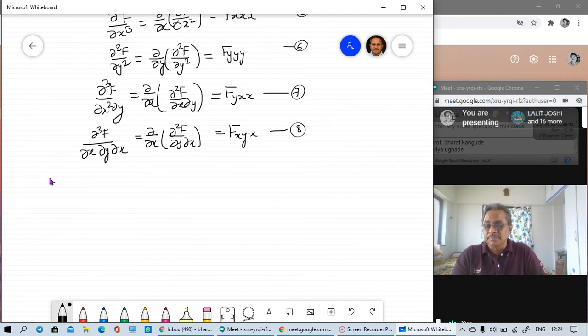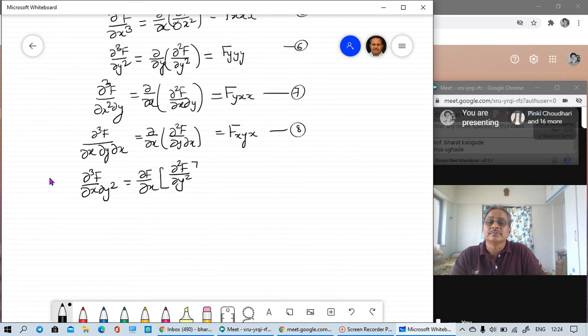Another simple one. Next one is ∂³f divided by ∂x ∂y². So it is ∂/∂x of ∂²f/∂y², the second order partial derivative with respect to y². And therefore here there is twice, y appears 2 times. So this is f_yy and then finally x. This is equation number 9.